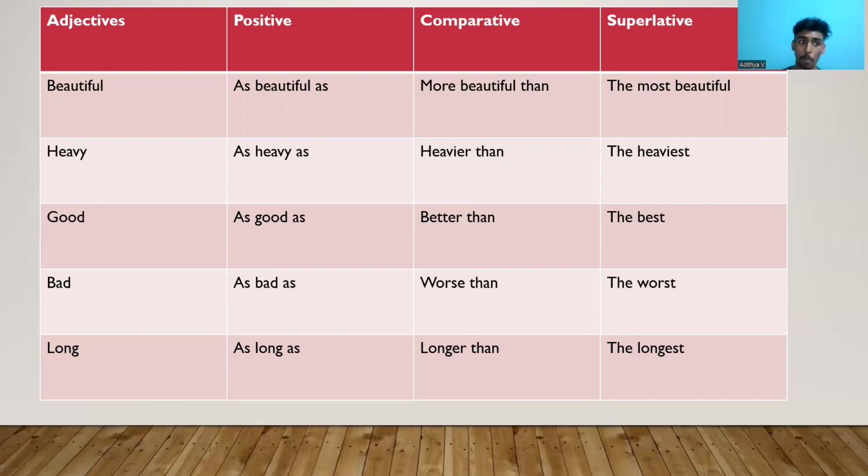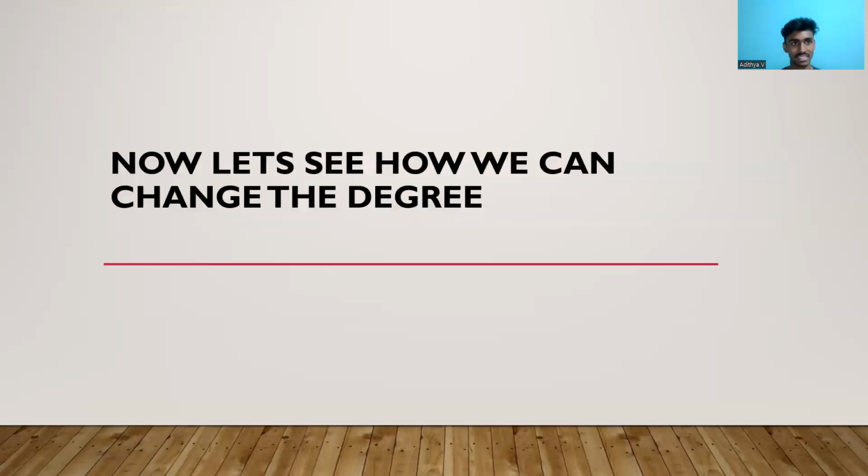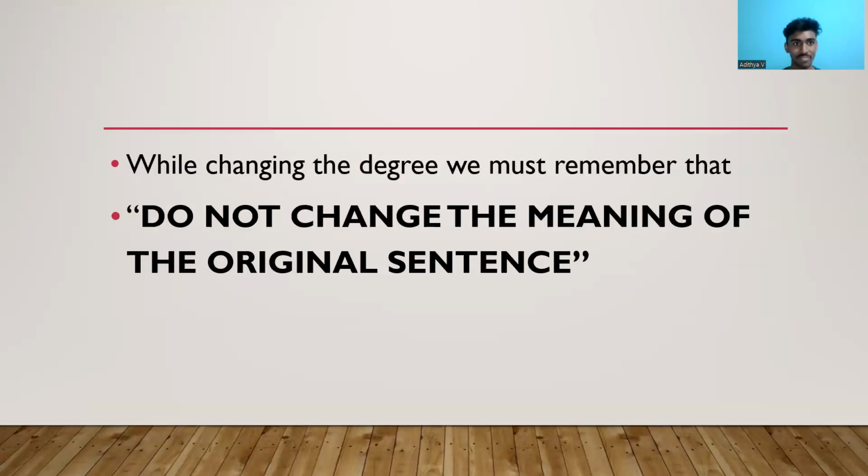If we take the adjective bad, it is written as bad as in positive, worse than in comparative, the worst in superlative. If we consider the adjective long, it is written in positive as long as, in comparative longer than, in superlative the longest. Now let's see how we can change the degree.